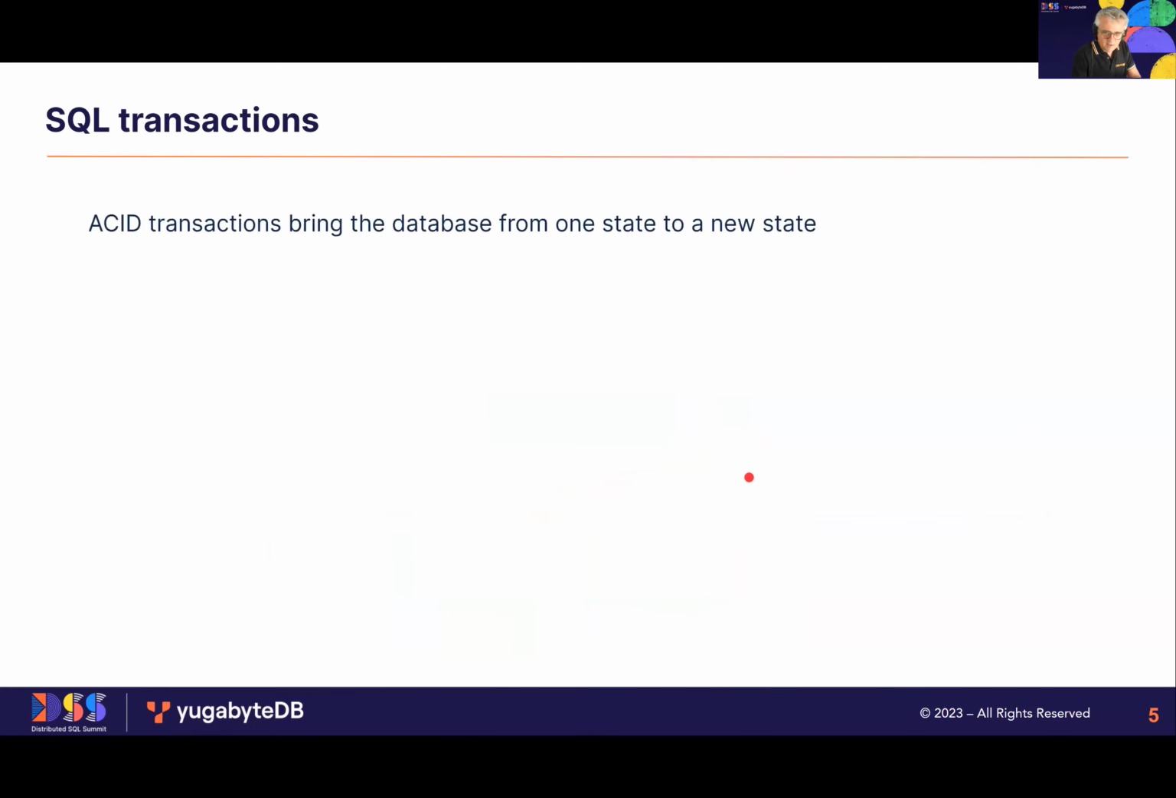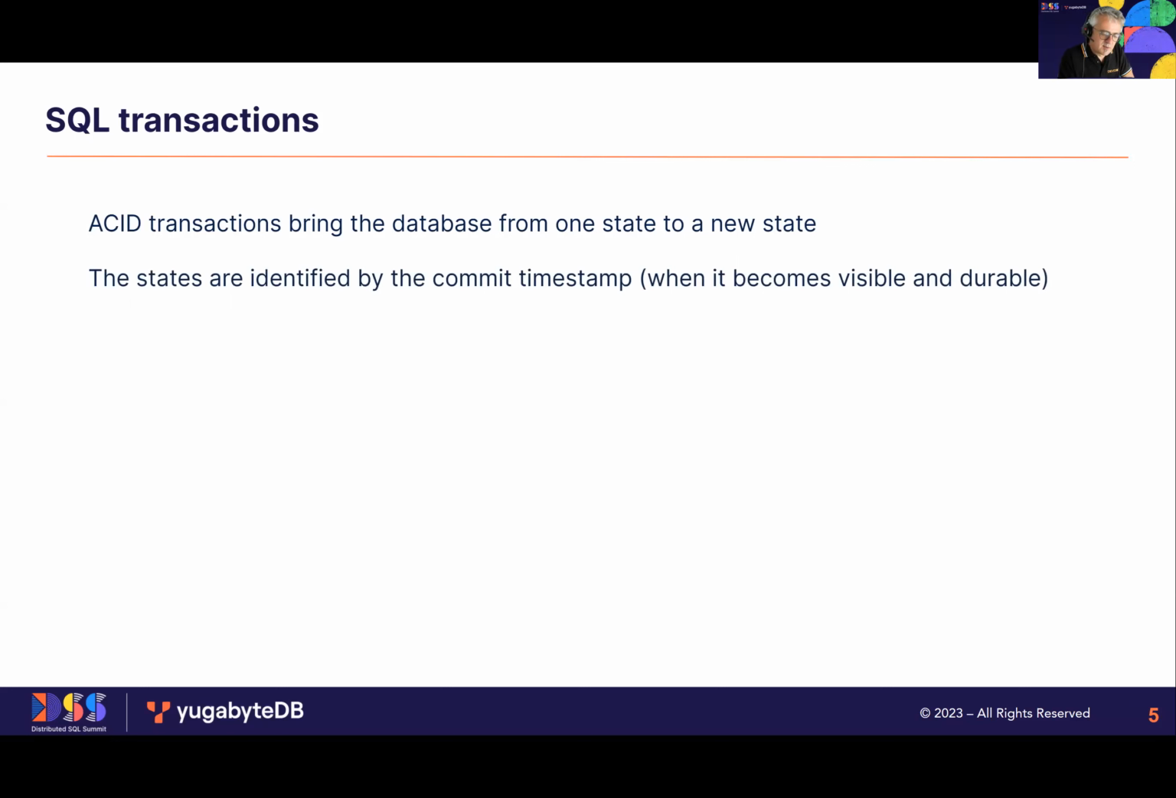To make it more clear, I have an example, but basically, remember that an ACID transaction brings the database from one state to another, and those states are identified by the commit time, the commit point in time. This is where the changes that happened become all visible and durable exactly at the same time, atomically. That's the point. The problem is that the timestamp is known only at the end, at commit time, but you write before. So how can you write this timestamp before knowing it?